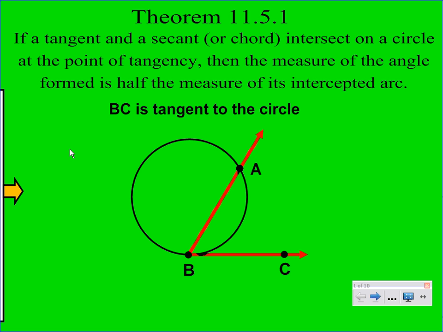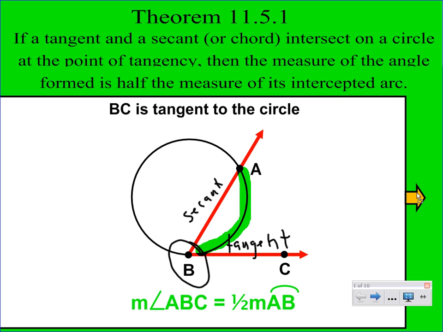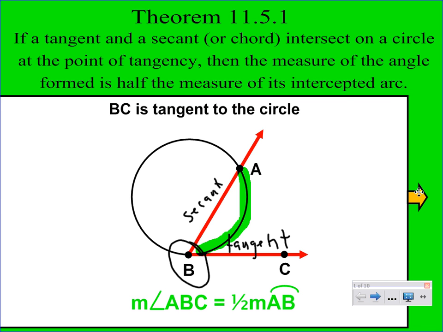This first one: if a tangent and a secant or chord intersect on a circle at the point of tangency, then the measure of the angle formed is half the measure of the intercepted arc. Not any different than the other one, where the vertex was on the circle. So this one is just a secant and a tangent, whereas the other one was two secants, or two chords. As we see that, we know that angle is half the measure of the intercepted arc, same as what we learned the previous day.